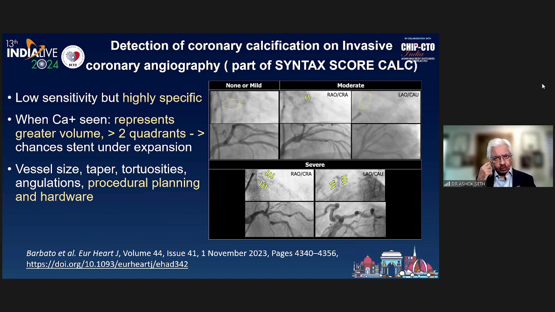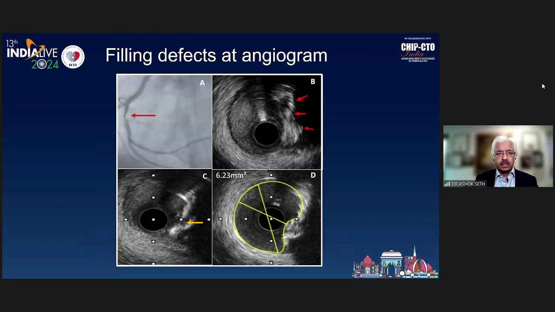And also, of course, angiography helps in tortuosity, angulations, procedural planning, hardware, etc. So let's not leave angiography for assessment of calcium out of the way, but understand calcium seen on angiogram means that you're starting off with a problem. Even mild calcium can take you by surprise, though moderate and severe calcium will take you by surprise, and therefore you should be wary of that.